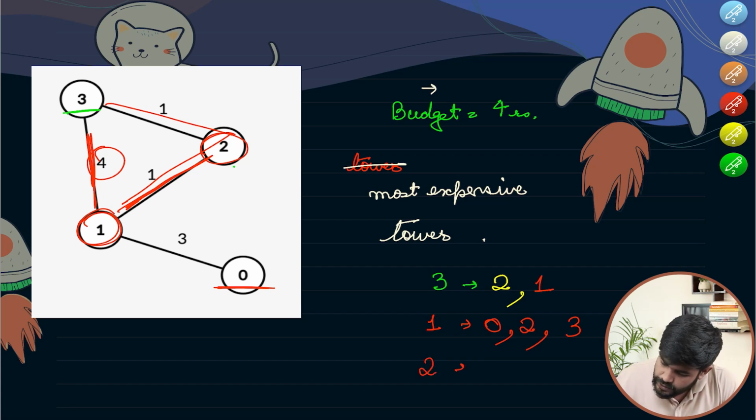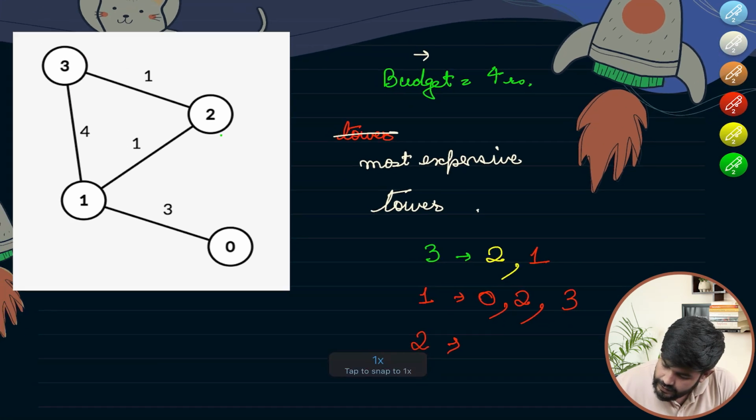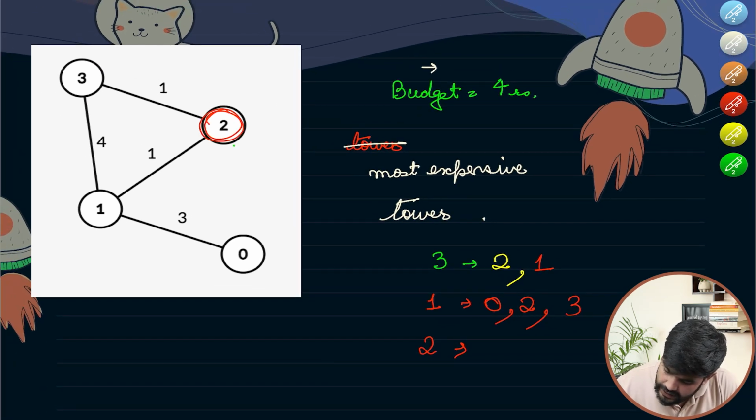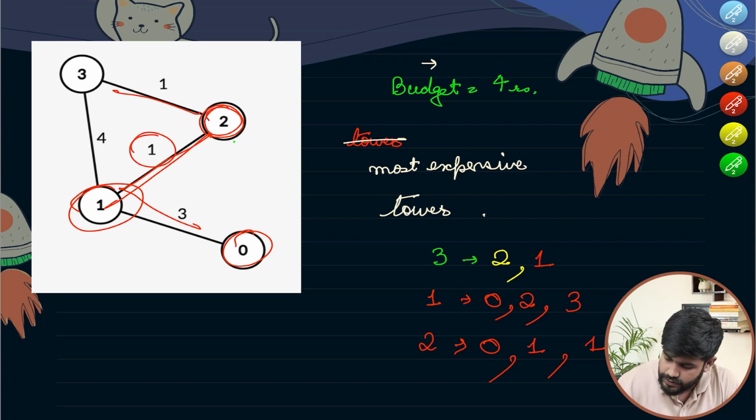If I do the same thing for 2 now, so from 2, if I visit 0, the cost would be 4. So good enough. From 2 I can visit 0. From 2 can I visit 1? Yes, by using this with a cost of 1. From 2 can I visit 3? Yes, I can do that. So 3, 1 and 2 is done. The remaining one is 0. So now let's see for 0.